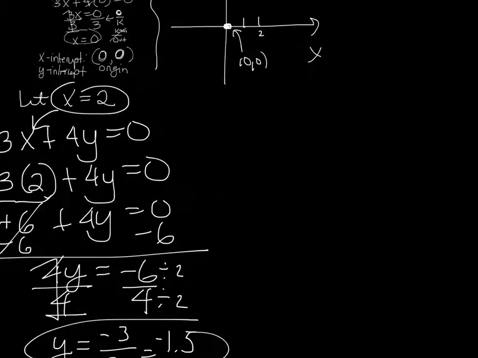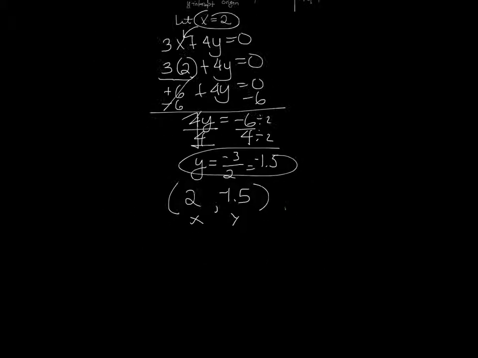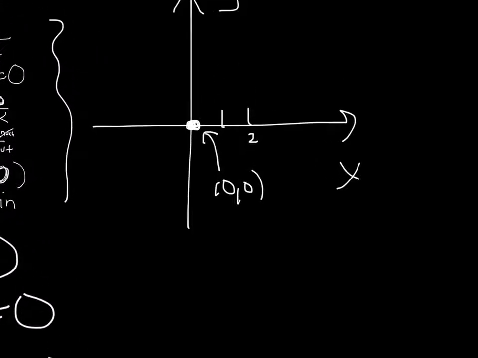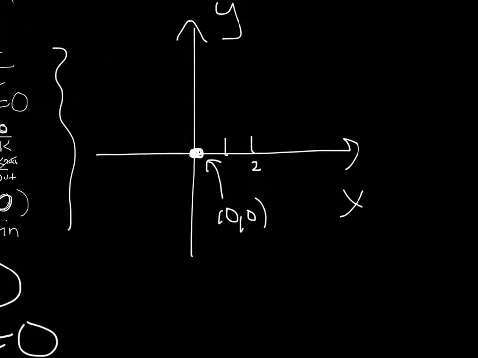So let me move this up. It was at 2, negative 1.5. So zoom that in. 2 and then negative 1.5. Well, here's negative 1, here's negative 2. So 2 and then negative 1.5, somewhere right there. So then we can connect the dots. Assume this is a nice ruler and it's straight.